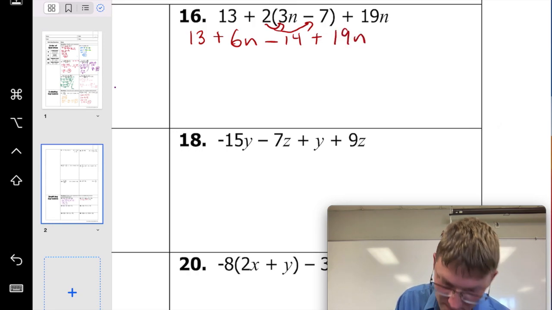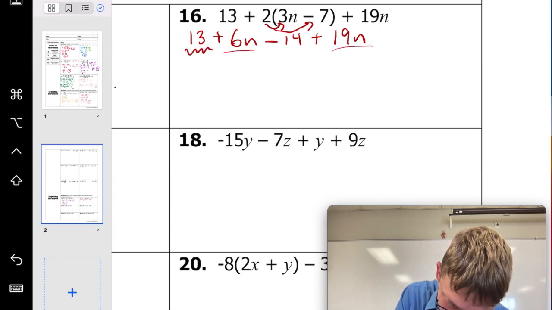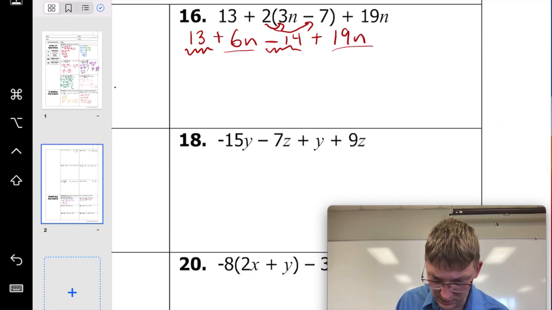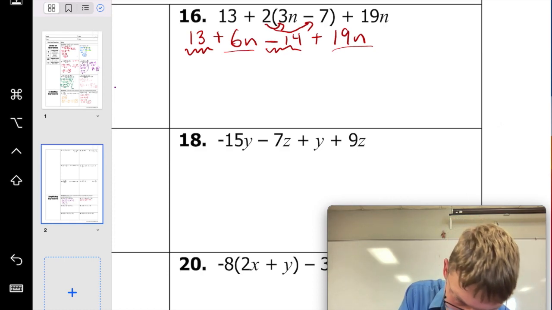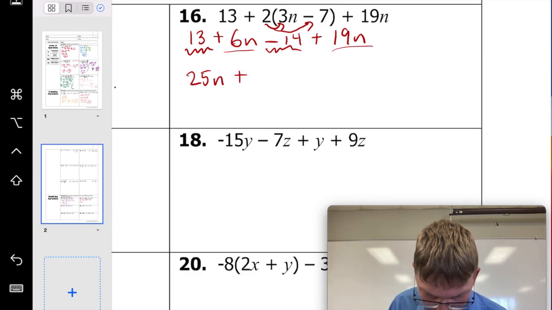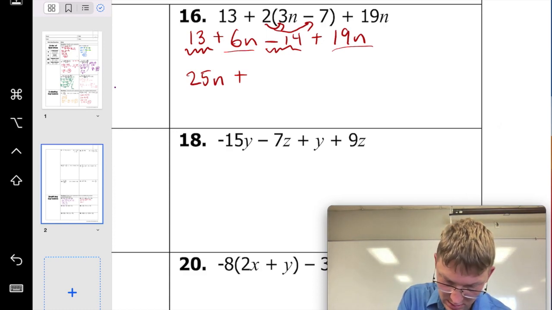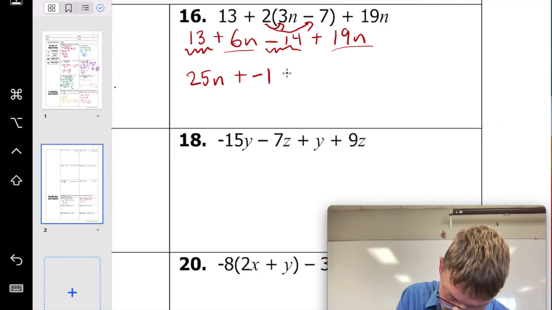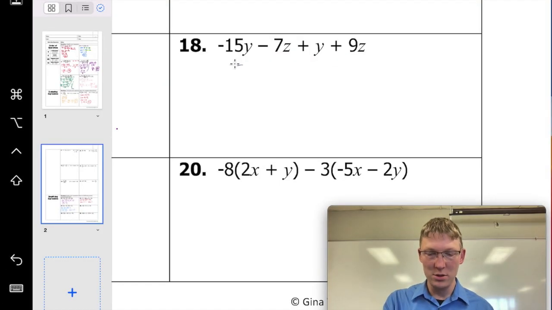Plus 19n. So here I'm going to underline my n's. I'm going to squiggly line my regular numbers. So then 6n plus 19n is what, 25n, plus my normal numbers is 13 minus 14. So that would be a -1, which, clean that up, 25n minus 1. Done.